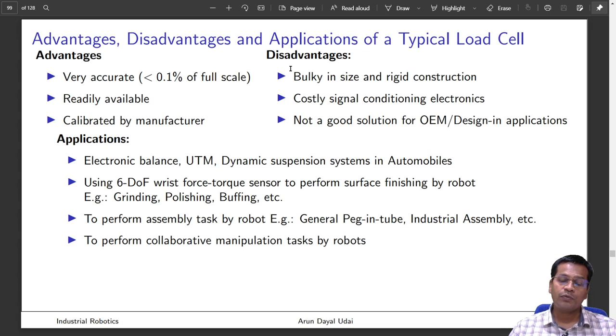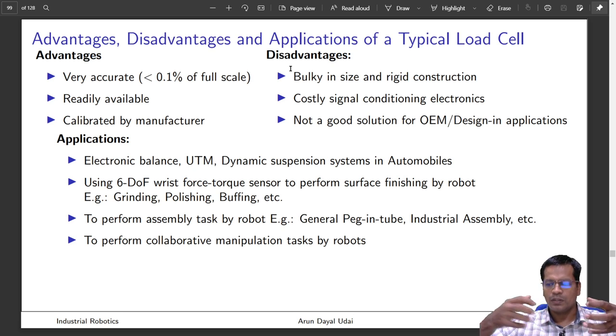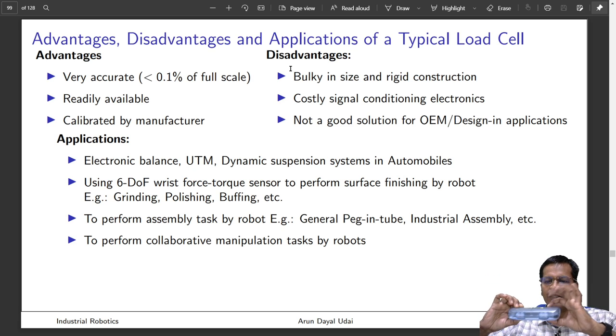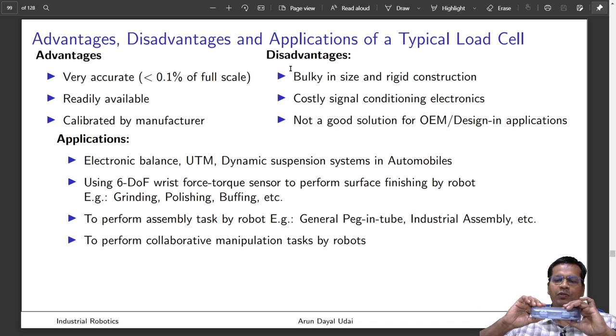And then to perform collaborative manipulation tasks. What it actually is, if you want an object to be held by two different robots and do something, one of them becomes a master, the other one becomes a slave, so that one of them actually moves the object where it wants to take it, whereas the other one just follows it based on the forces that it can feel. If the master is trying to take me to the left, I'll go to the left. If it is trying to take me up, I'll go up. So that is collaborative manipulation. That is quite commonly used.